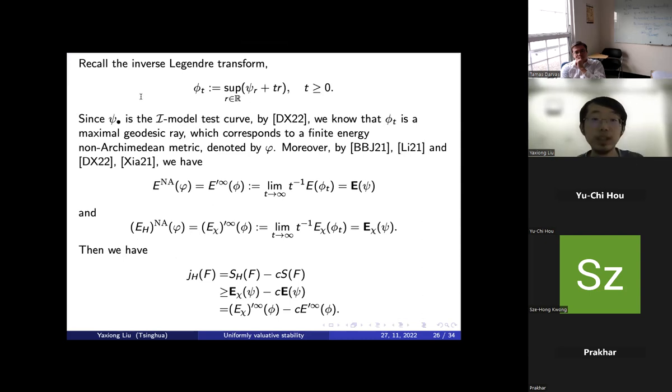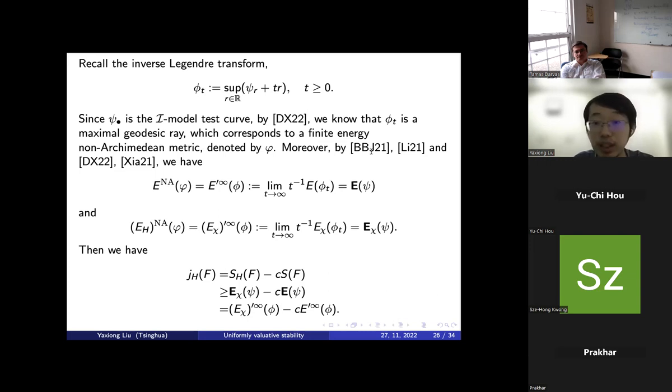So let's recall the inverse Legendre transformation. For a test curve, take its inverse Legendre transformation. We get a maximal geodesic ray, since psi is an I-model test curve. This is by Darvas and Xia's recent paper. I do not introduce the explicit definition of the maximal geodesic ray, which corresponds to a finite energy non-Archimedean metric, which means it can be approximated by algebraic ones, a family of test configurations.